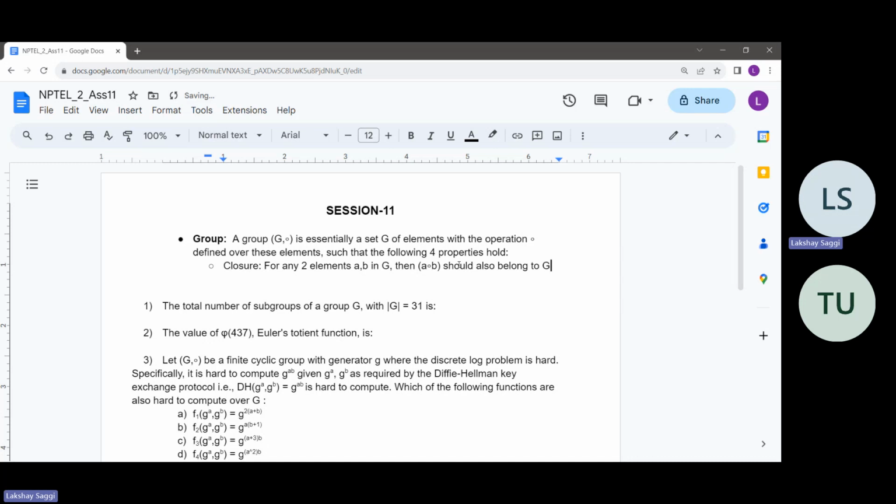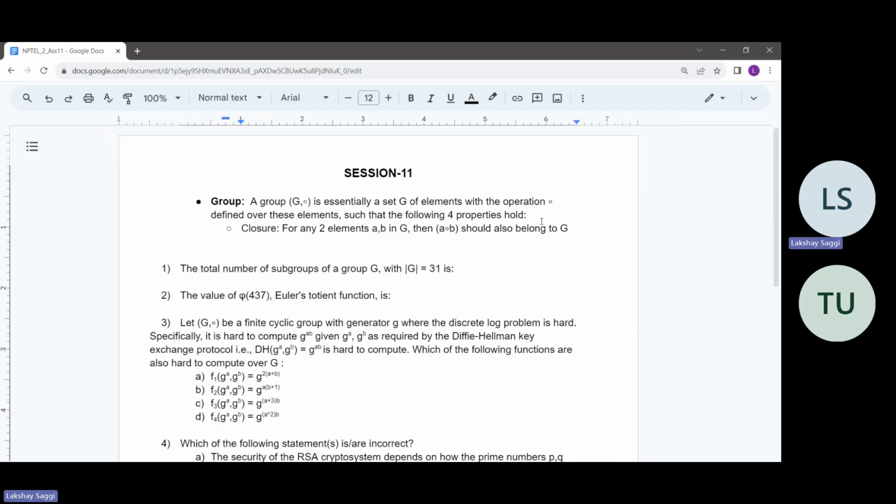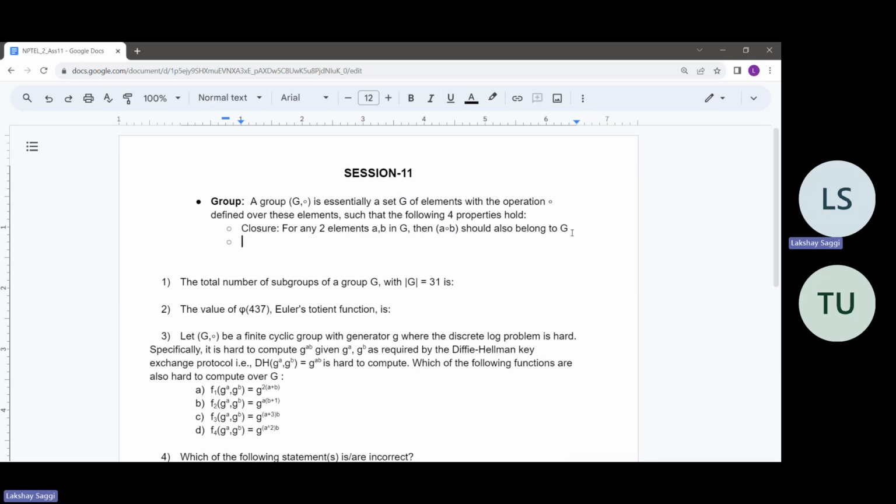This is what you call the closure property of the group. If we take any two elements of the group and do the operation O, which is defined, then the A O B value should also belong to that group G. This A O B is an element, and that element should also be a part of this set G. Then we'll say this has the closure property.